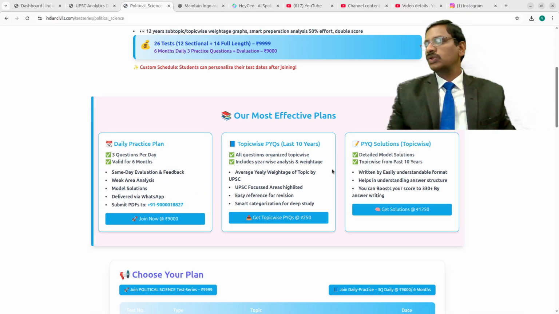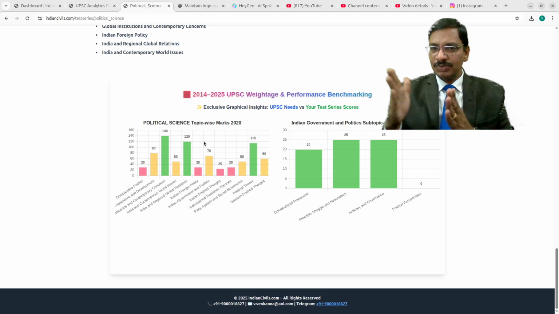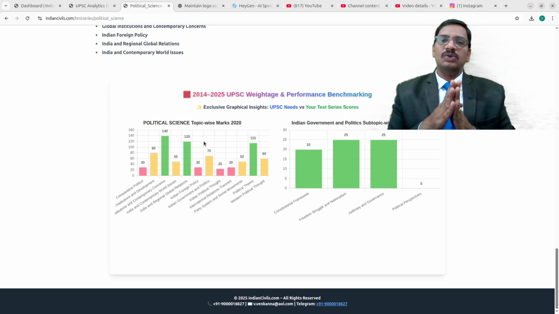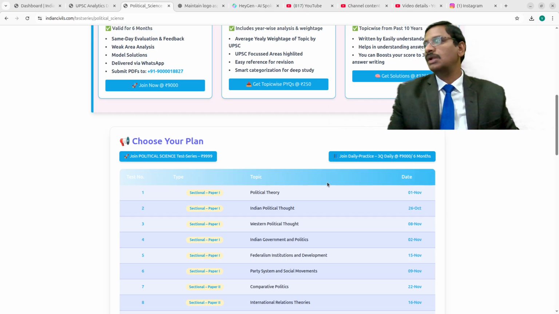If you go to that page, at the bottom you can find this graph, which shows which topic is very important, and within that topic which sub-parts are where you are getting the highest score. If you are interested, you can go through this test plan and use it. You can be part of this.